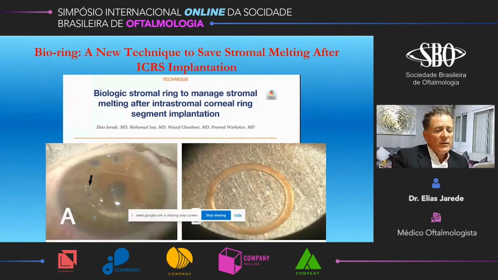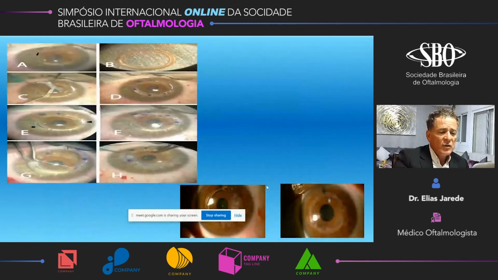Again, unconventionally, we went with the idea of a bioring using a biologic tissue taken from a donor cornea, cut at the desired dimension in an outer diameter. I cut it here manually, and then I fashioned the ring to implant into the tunnel of the pre-inserted PMMA ring where it induced melting. Here we can see the melting side, and here we are preparing the bioring cut at the desired length.